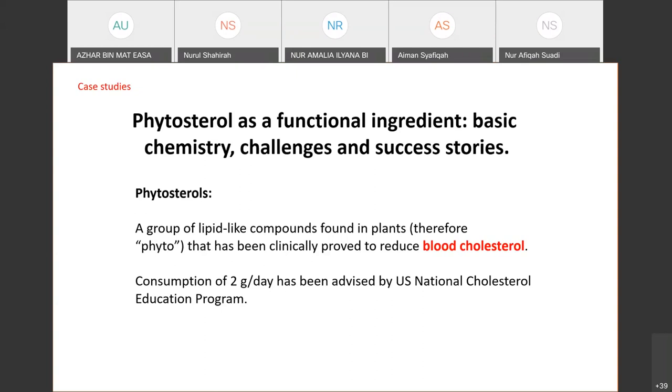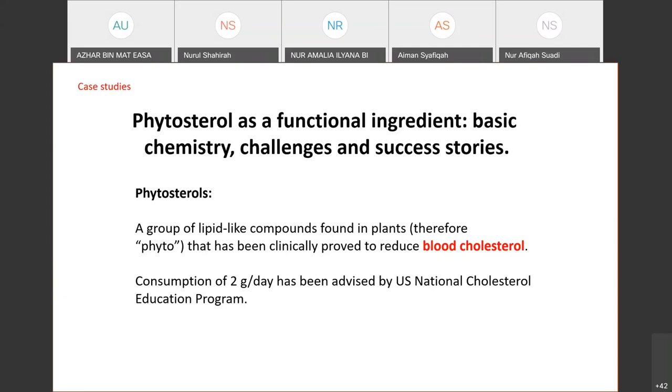And finally, number three, elevated levels of cholesterol in very low density lipoprotein, VLDL, and low density lipoprotein, LDL, are associated with atherosclerosis, whereas high levels of high density lipoprotein, HDL, have a protective effect. So to improve our health, we want to reduce the bad cholesterol, the LDL. Today we're going to talk about phytosterol, our friend to combat excess cholesterol. Phytosterols have been defined as a group of lipid-like compounds found in plants, of course. That's why the name phytosterol, as opposed to cholesterol.